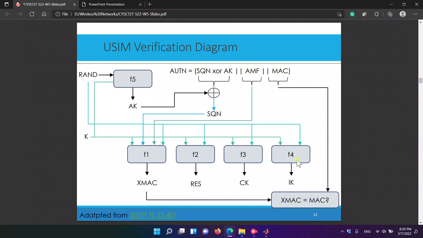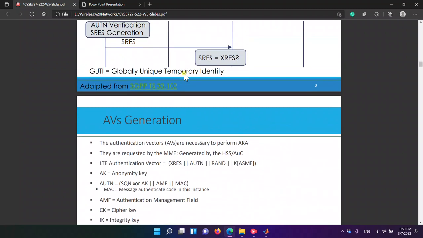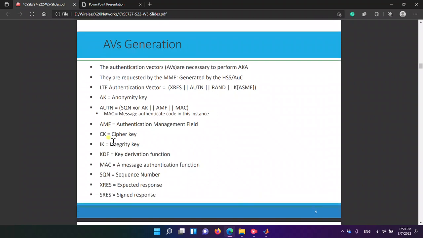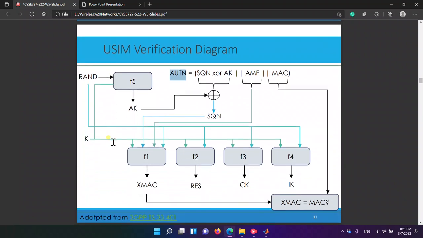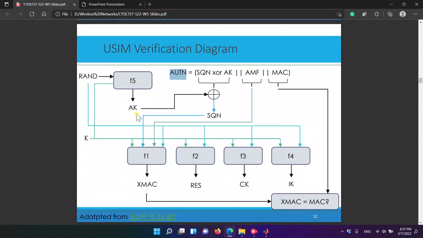Universal SIM verification diagram. So we have functions 1 to 4 inside of the universal SIM. We have a random number, which is input to all of the functions, and the key, which is also input to all of the functions. And function 1 is different because it takes in the sequence number and the authentication management field as input to generate the expected MAC. And then it checks, does the output of function 1 equal the MAC inside the AUTN? If so, then it's okay.